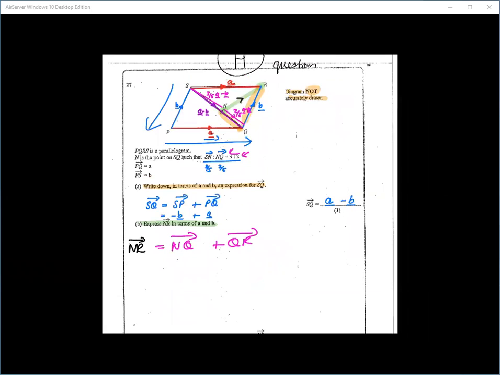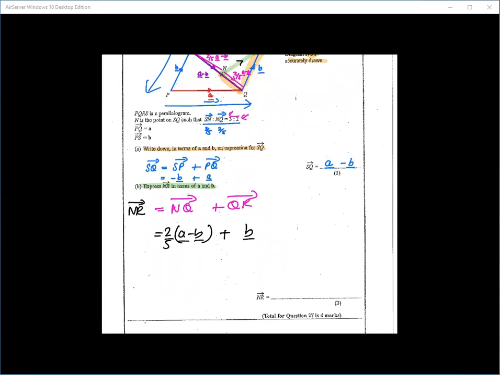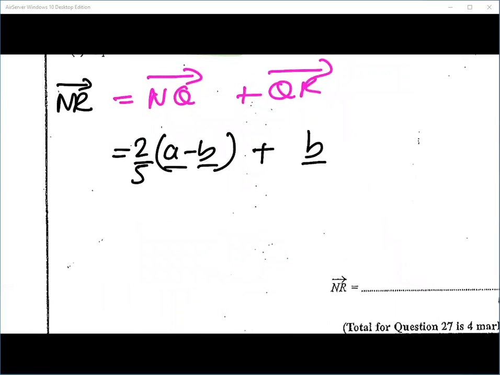Which is correct. Right. So give me the vectors behind N to Q. What's behind N to Q? 2/5 of A minus B. So we say 2/5 of A minus B, and then add B. Now what do we do with the brackets? You expand them. So that gives you 2/5 of A minus 2/5 of B plus B. So can you simplify that for me, please?